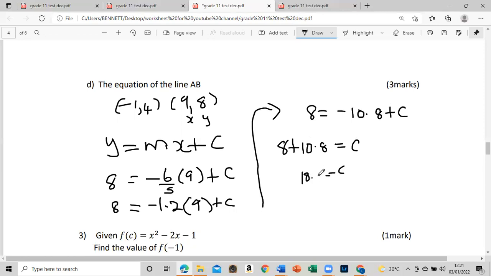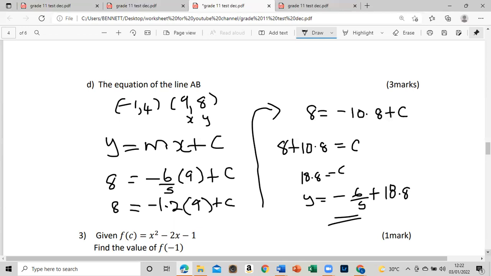So this is what we get as the y-intercept, right? So it's now y equals negative 6/5 x plus 10.8. Now 18, just 18. Final one. That is our answer.